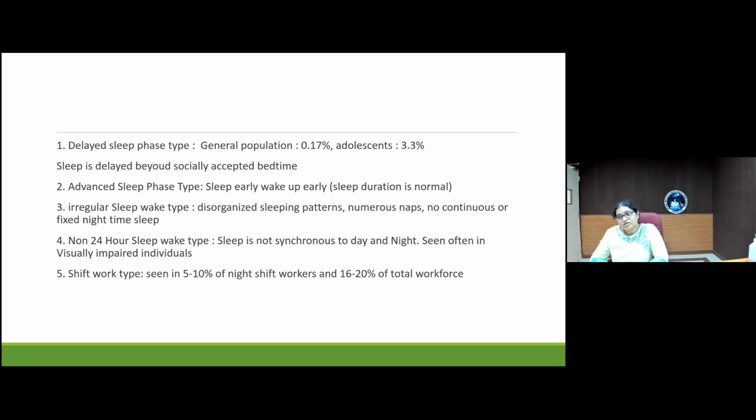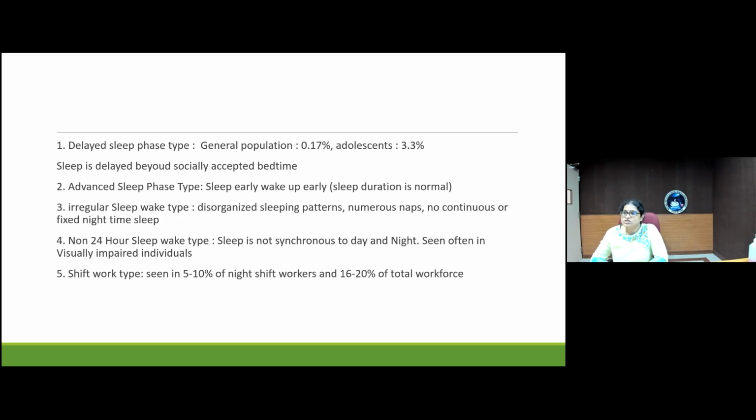In the general population, it is seen in about 0.17%, more commonly in adolescents, wherein sleep is delayed beyond the socially accepted bedtime. Most often, in most households, everybody is expected to go to sleep at around, say, 9 o'clock. But here, an individual pushes the sleep time to, say, 12 o'clock or 1 o'clock. So this is delayed sleep phase type. Advanced sleep phase type: sleeping early and waking up early.